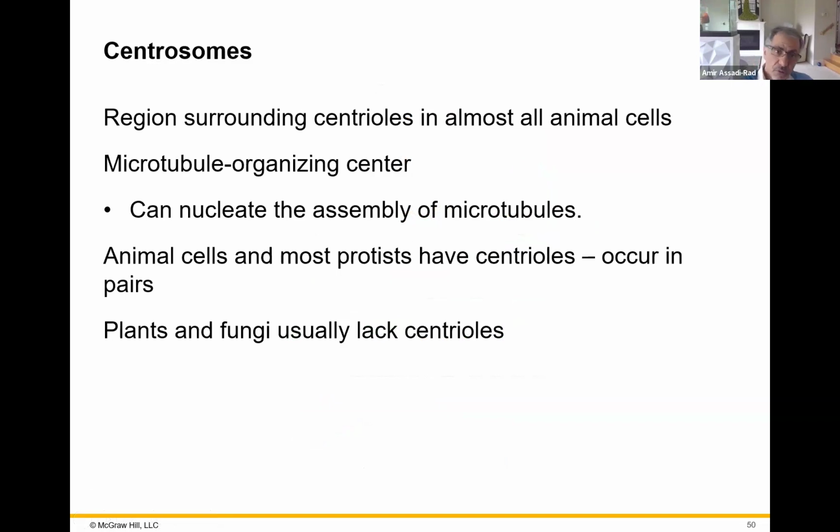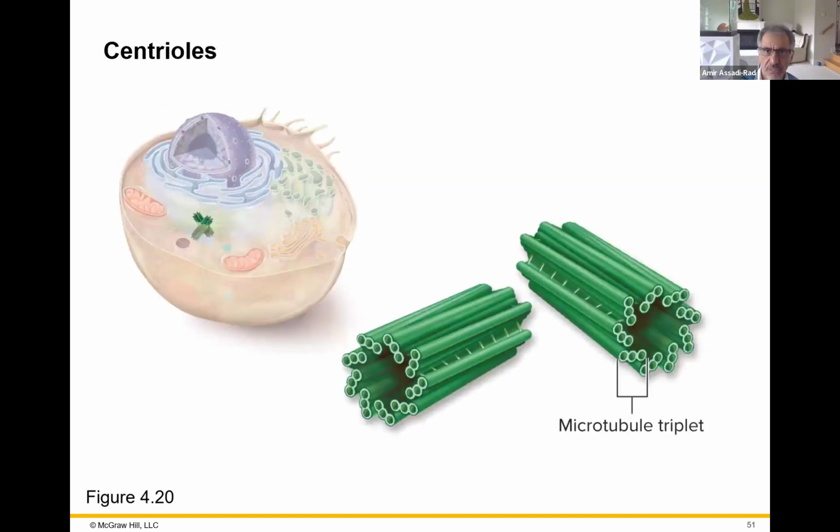Centrosomes, good. Your textbook puts it that there is no membrane around centrosomes. There's just a bunch of protein molecules, regions surrounding centrioles in almost all animal cells, a microtubule organizing center that can nucleate the assembly of microtubules. Animal cells and most protists have centrioles that occur in pairs. Plants and fungi usually lack centrioles. Here they are, centrioles, and you will learn that they're triplets. Remember that, microtubules, triplets. And during cell division, when one cell becomes two cells, they're involved. We'll talk about centrioles.